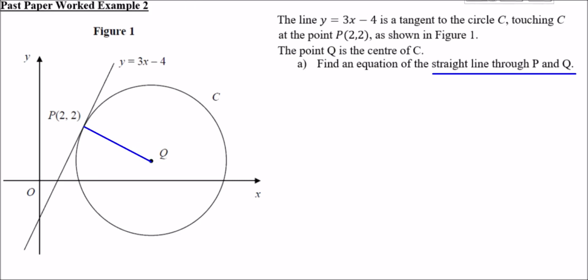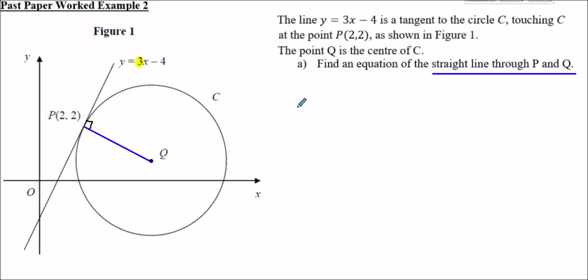So what can we know straight off? Well, we should know from last lesson, if not before, that a tangent meets a radius at 90 degrees. So we can just draw in here that that's a 90-degree angle. In other words, the gradient of this blue line will have to be the negative reciprocal of the gradient of this black tangent line. So first of all, let's work out the gradient of this blue line. We know that the gradient of a tangent is 3 because it's in this y equals mx plus c form.